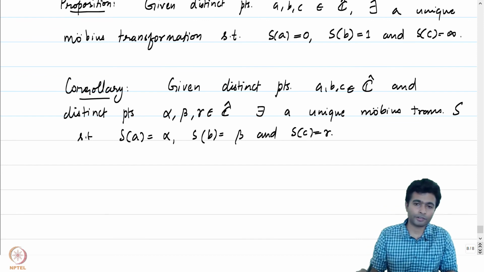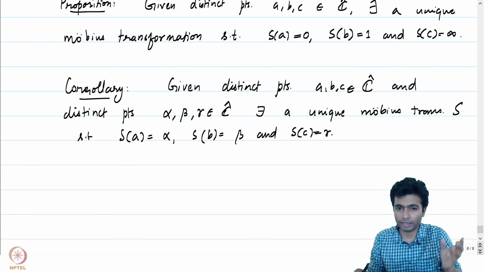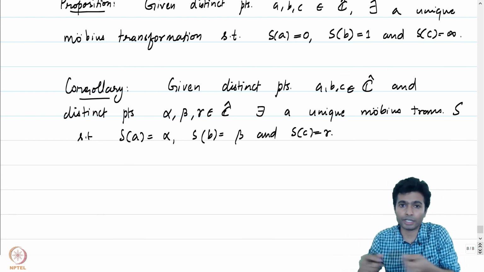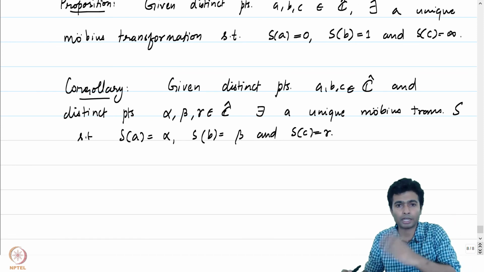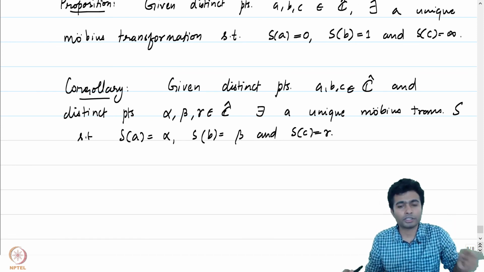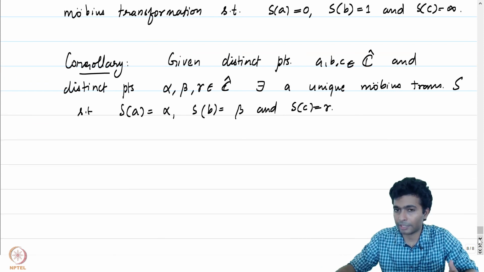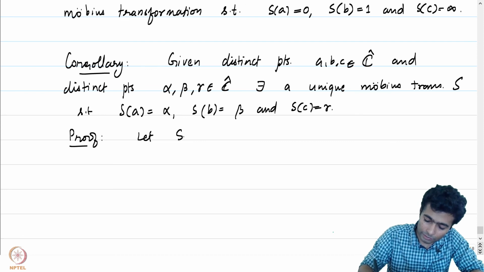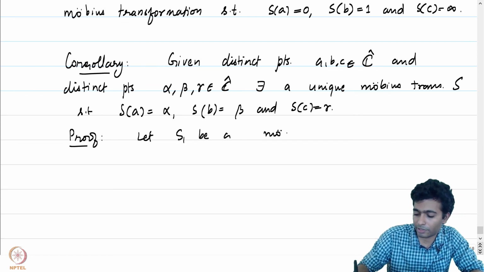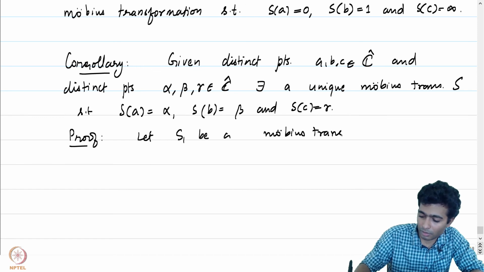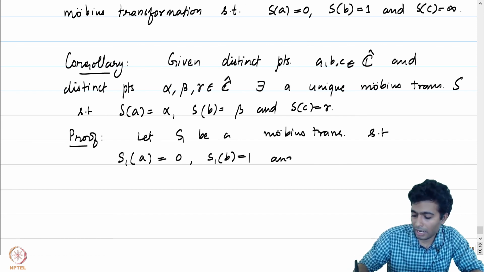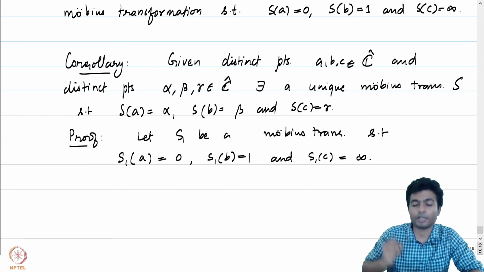The proof here is quite straightforward because we have explicitly constructed Mobius transformations which can map A, B, C to 0, 1 and infinity in that order, and similarly alpha, beta, gamma to 0, 1 and infinity in that order. We just compose S1 and S2 inverse. Just write that down. Let S1 be a Mobius transformation such that S1 of A is equal to 0, S1 of B is equal to 1 and S1 of C is equal to the point at infinity.